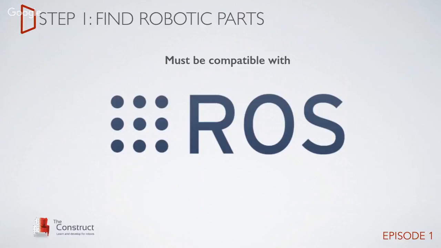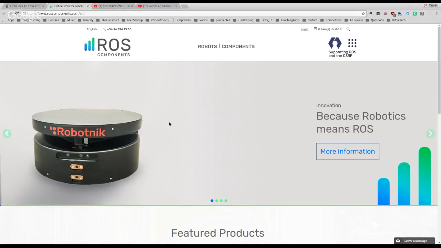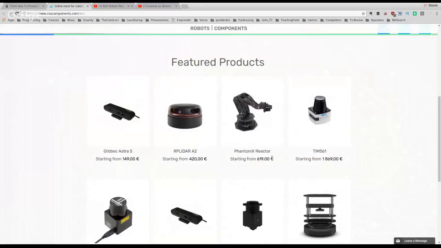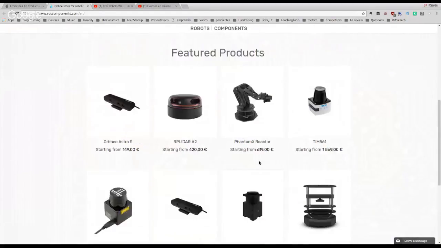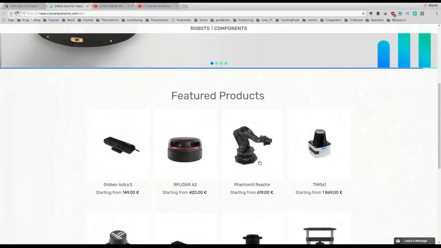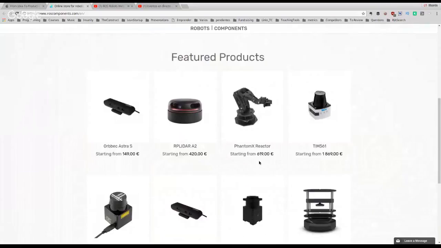So for finding robotics parts that support ROS, that are compatible with ROS, I suggest you have a look at this online store called roscomponents.com. If you go here, you can see it's a shop that sells all kinds of sensors, actuators, mobile bases, etc., and all the products here are certified that they will work with ROS. There is a driver to work with ROS, and actually they also provide it.